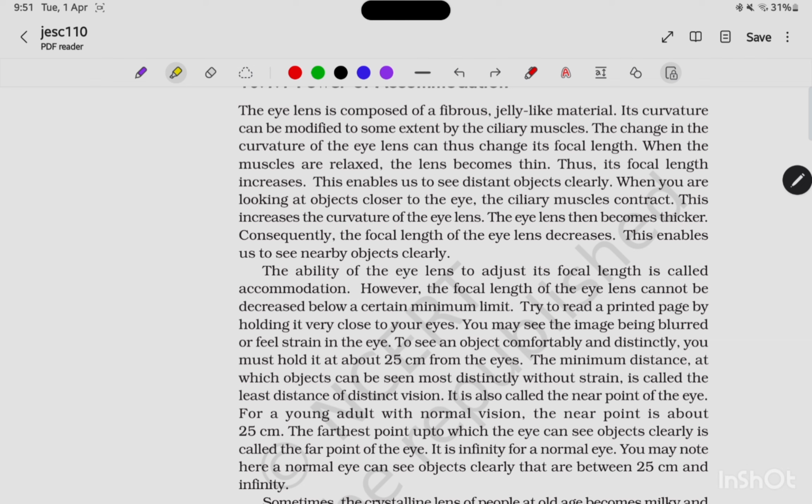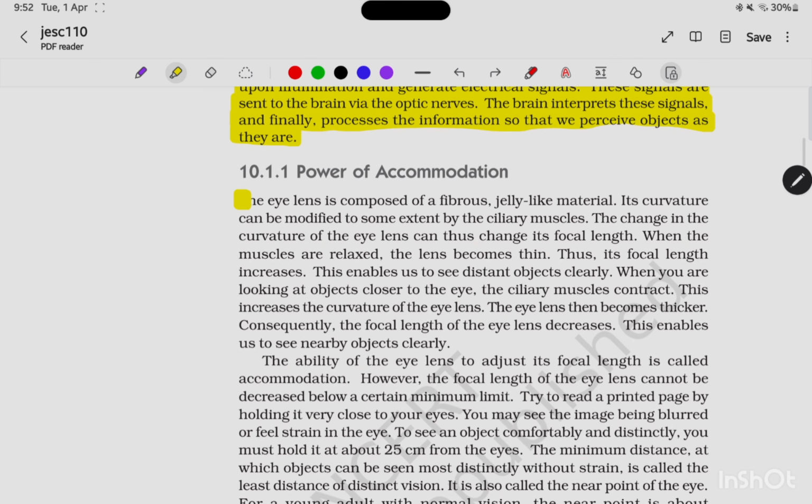When you are looking at objects closer to the eye, the ciliary muscles contract. This increases the curvature of the eye lens, and the eye lens then becomes thicker. Consequently, the focal length of the eye lens decreases. Okay, this enables us to see the nearby objects clearly.